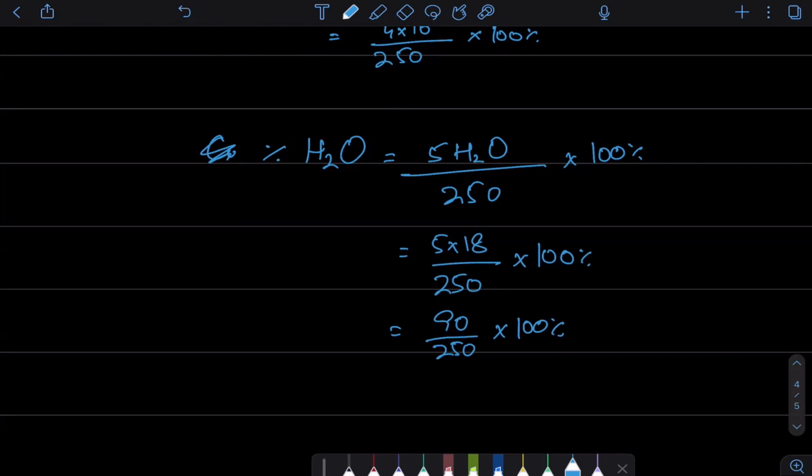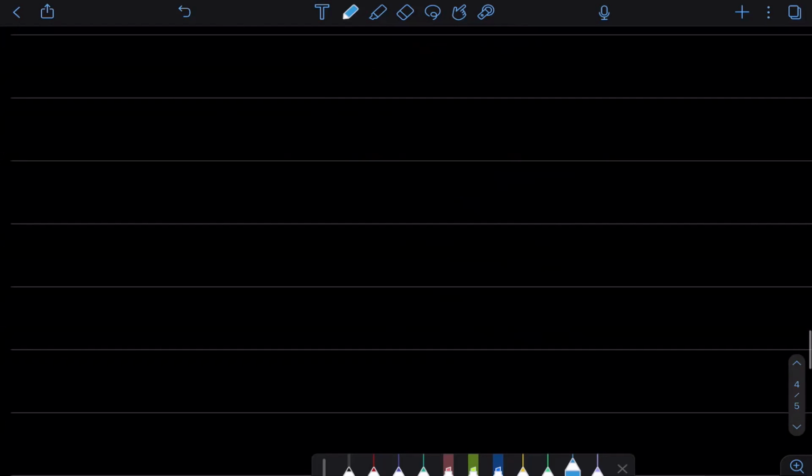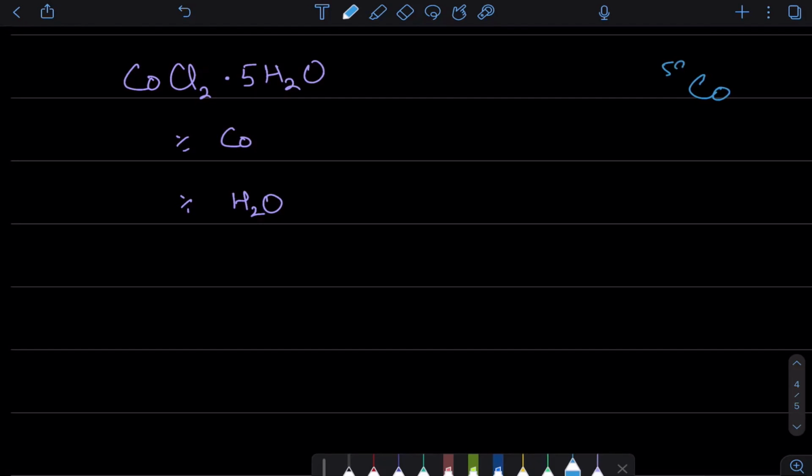As a test, I will ask you to solve it for this compound. Find the percentage of cobalt and the percentage of water in this compound. If you need the AR values, cobalt is 59, chlorine is 35.5, hydrogen is 1, oxygen is 16.